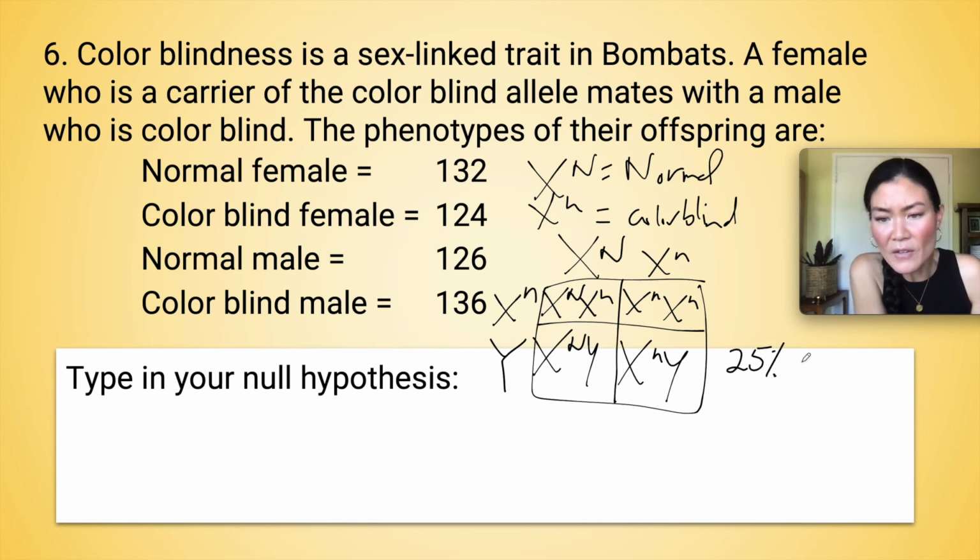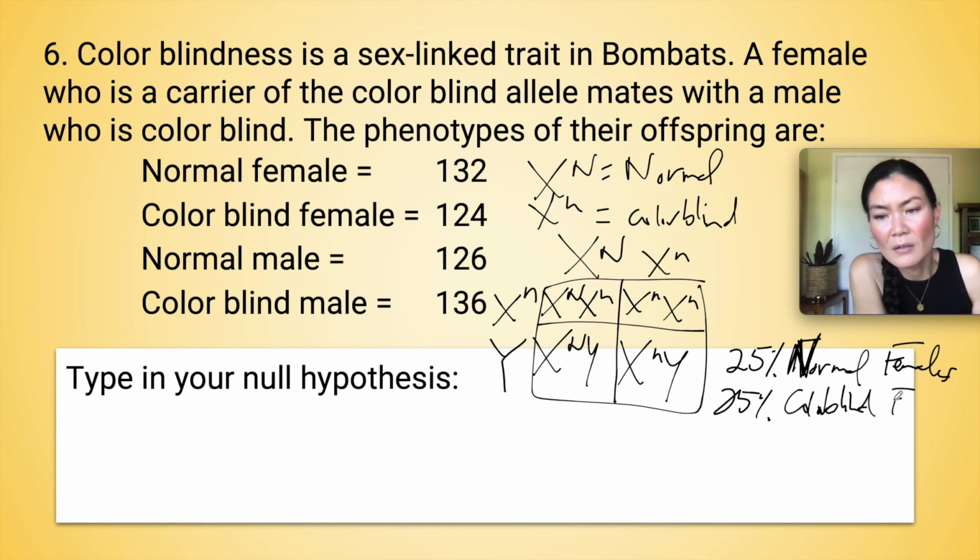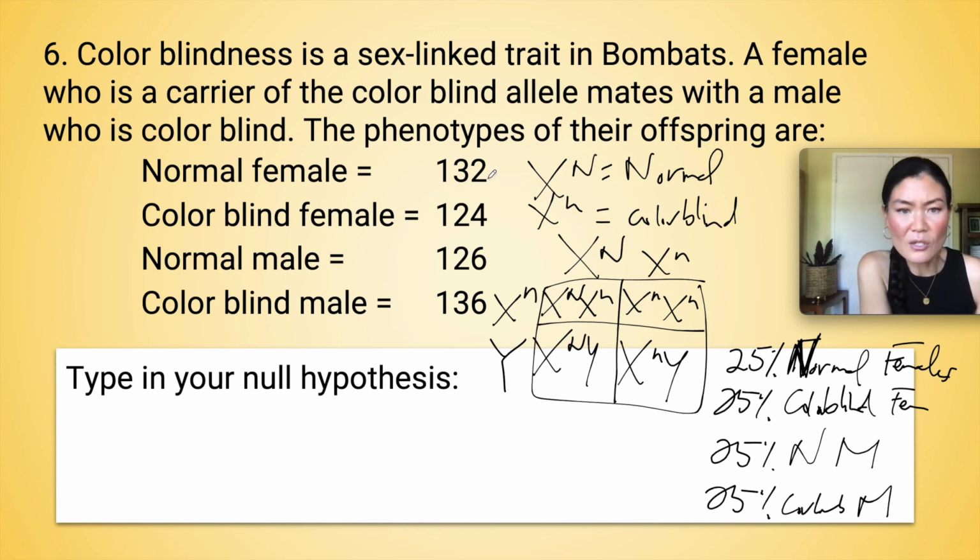So that means you should have 25% normal females, and 25% colorblind females. And then you should have 25% normal males and 25% colorblind males. And you're gonna compare that to the observed.